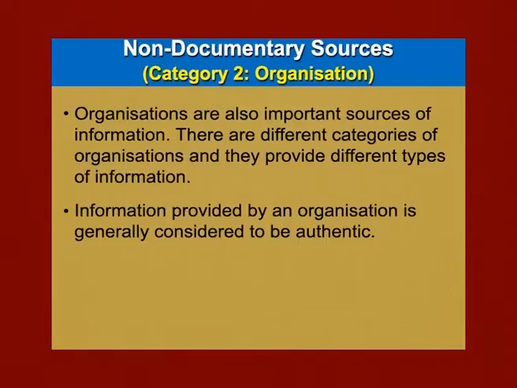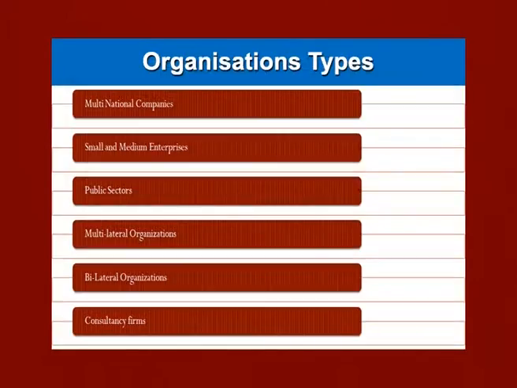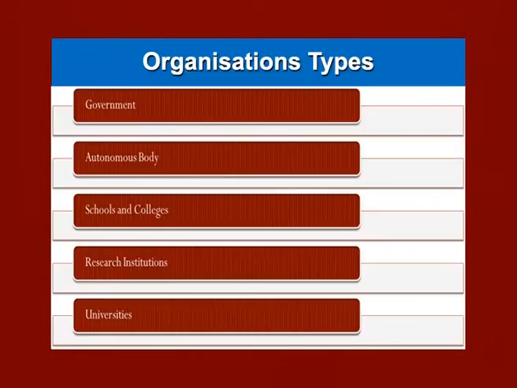Information provided by an organization is generally considered to be authentic. When you are working in an organization, you need to understand what kind of organization you are in. The first and foremost thing is that you should understand your organization first. Whether you are in a government body, an autonomous body, schools, colleges, research institutions, a university, multinational companies, small and medium enterprises, public sectors, multilateral organizations, bilateral organizations, or consultancy firms.